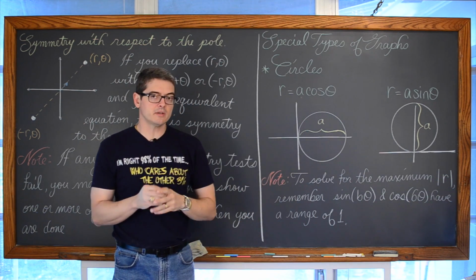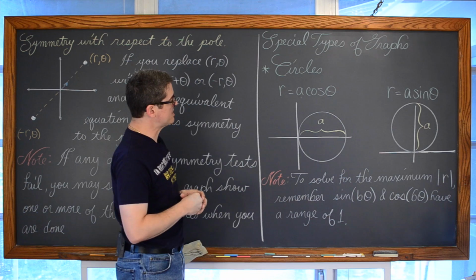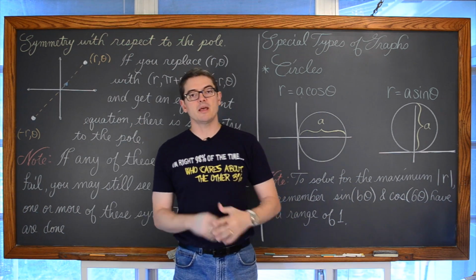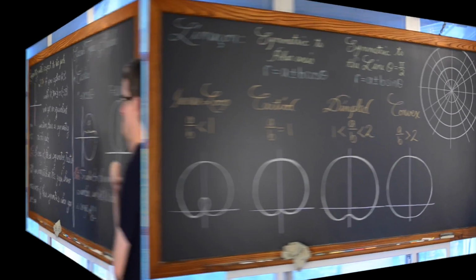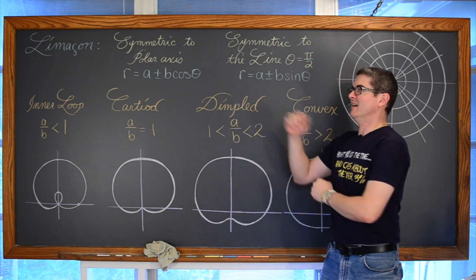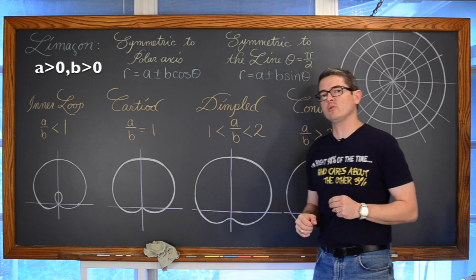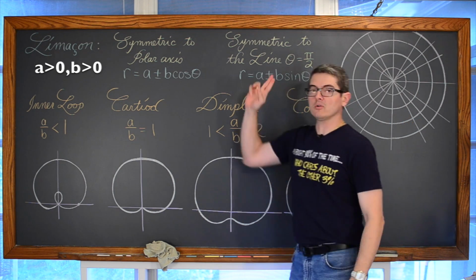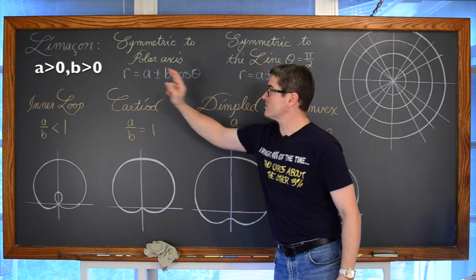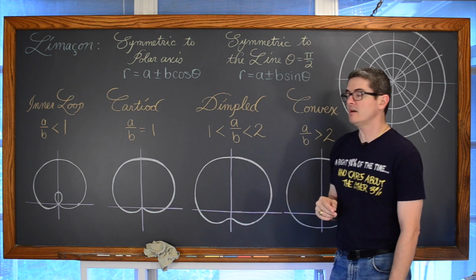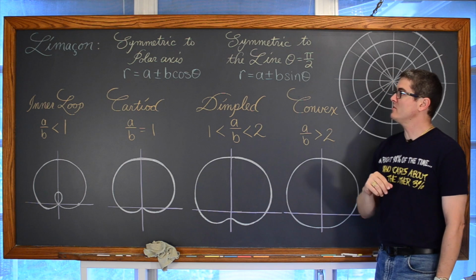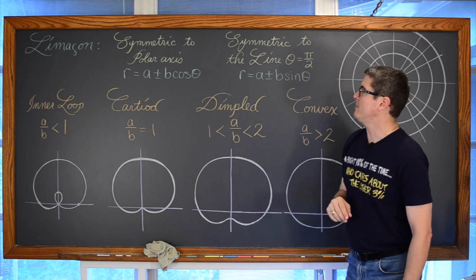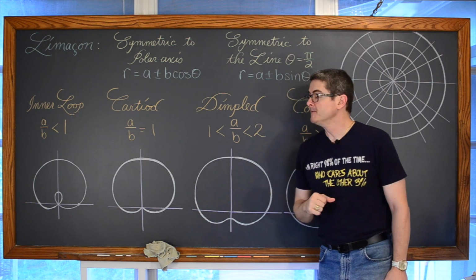Now the next type of graph that we're going to take a look at, and we are going to do an example of graphing this special type, is a limaçon. After circles, our second form of polar graphs are limaçons. They are going to be symmetric to the polar axis when they're in the form of r is equal to a plus or minus b cosine of theta, and symmetric to the line theta is equal to pi over 2 if they're in the form of r is equal to a plus or minus b sine of theta.